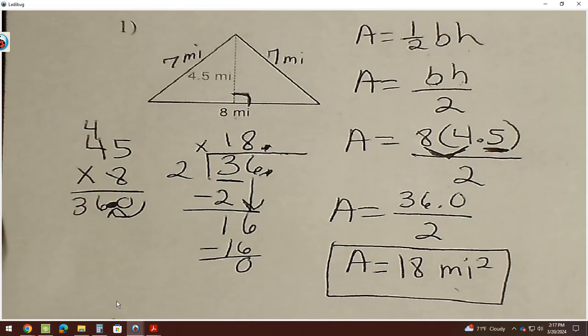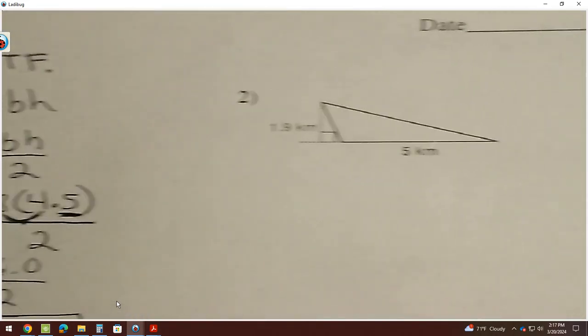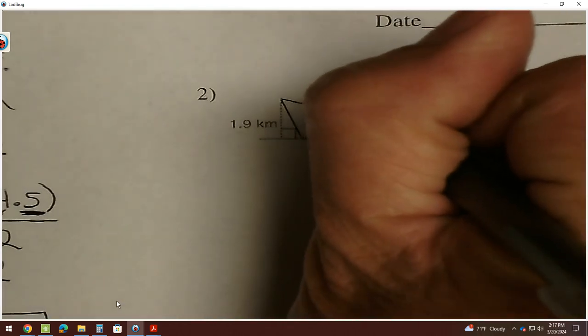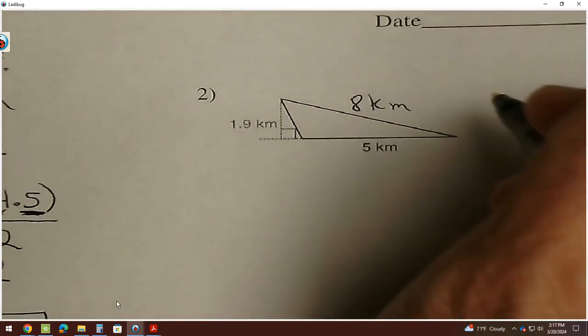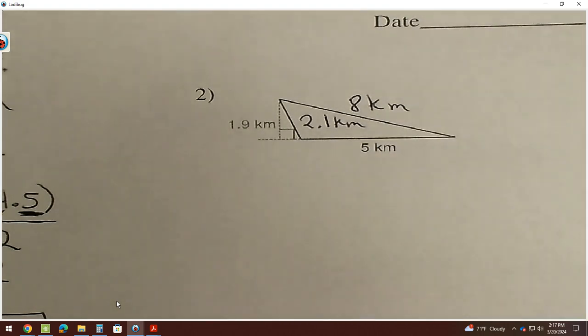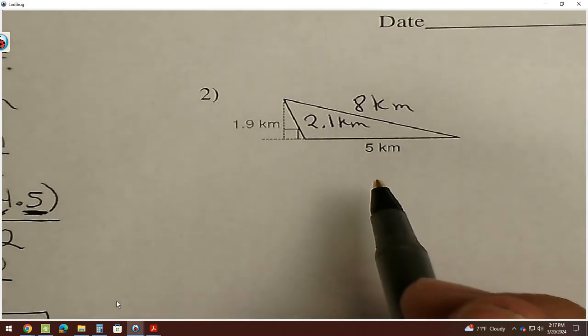Question number two. We have again another triangle, and again, purposely I'm going to put some numbers here. So let's pretend that we have 8 kilometers over here, and we have 2.1 kilometers right there. Again, I need to find the ones that form a right angle.